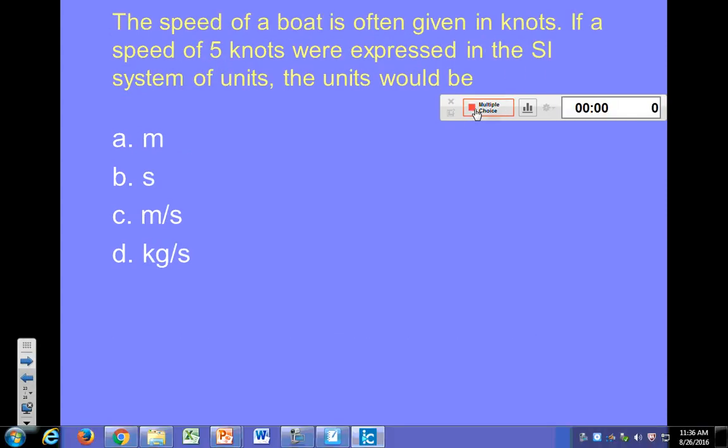Okay, the speed of a boat is given in knots. The speed of 5 knots were expressed in the SI system. What would the units be?